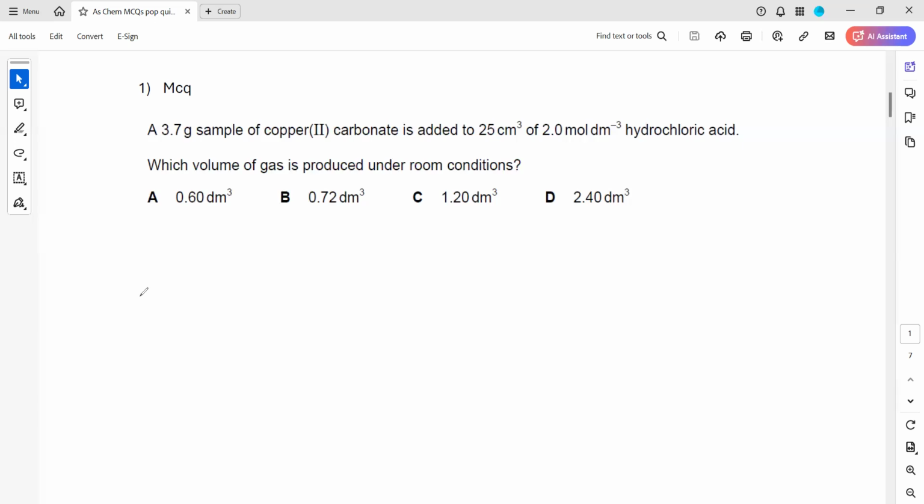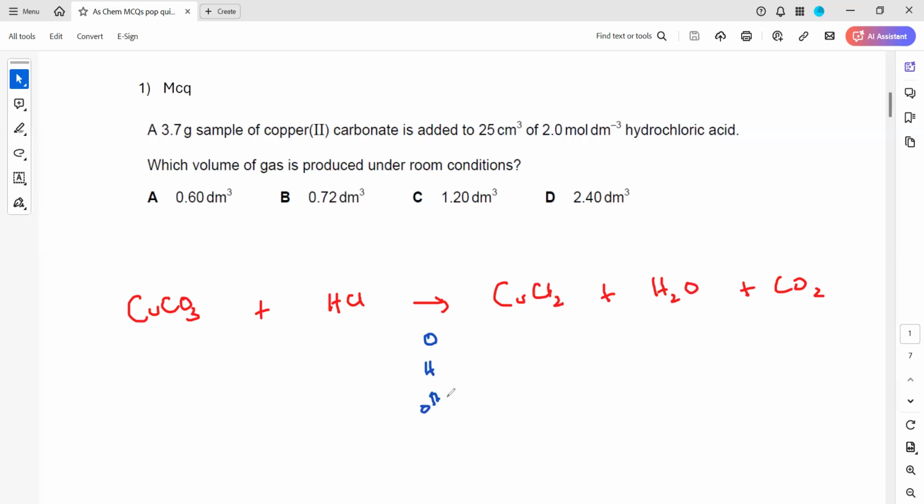So copper 2 carbonate, the formula will be CuCO3, reacted with hydrochloric acid, HCl. Because acid reacts with metal carbonate, it will give salt, so it will give copper 2 chloride salt plus water H2O plus carbon dioxide CO2. Then we have to balance the equation. For this equation, we start with oxygen followed by hydrogen and then any other element of our choice.